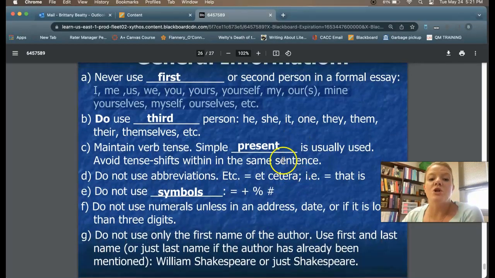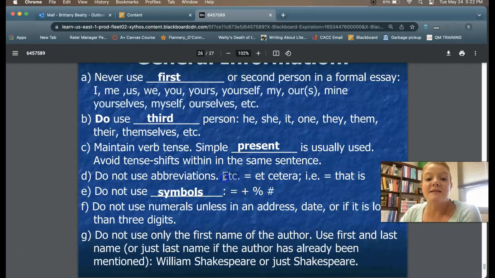You also want to use present tense verbs. You want to write in the present tense. So instead of saying Sally went to the grocery store, you say Sally goes to the grocery store. All of your verbs should act as if they are happening right now. Don't use abbreviations. That's not formal. Etc. is an abbreviation for et cetera. I.e. is an abbreviation for that is. Do not use shortened words like cause instead of because. That's not appropriate. Cause has a completely different definition than the word because.